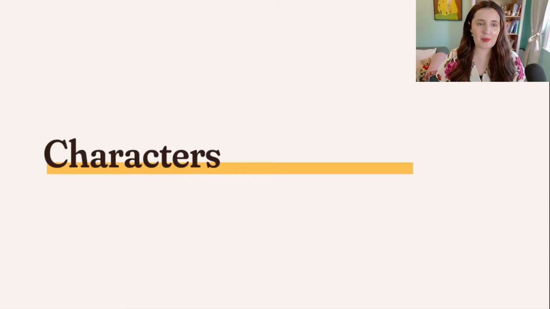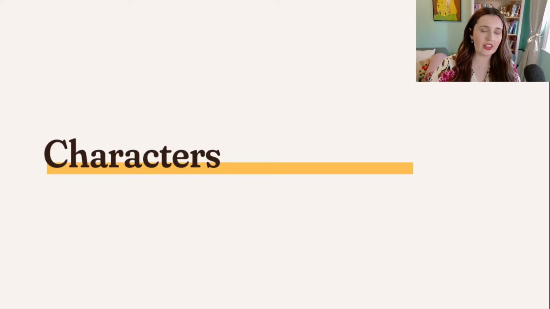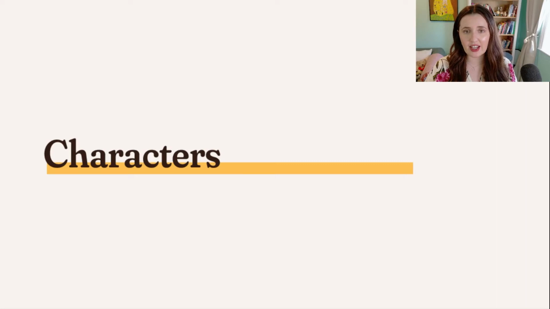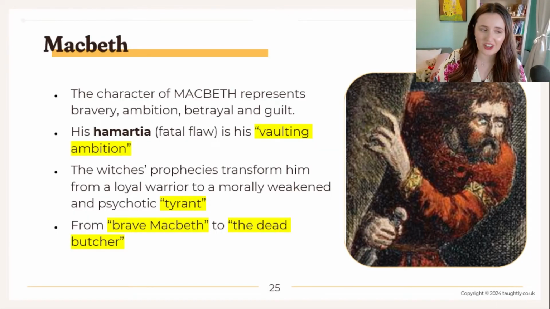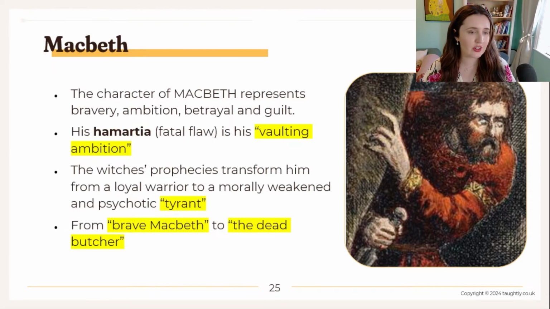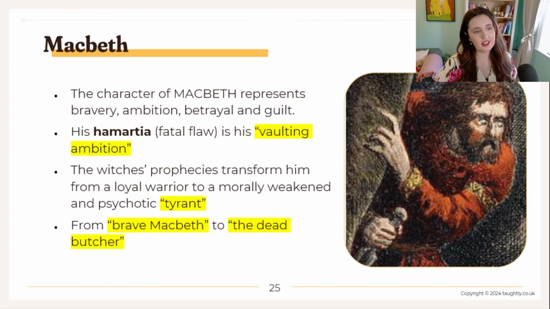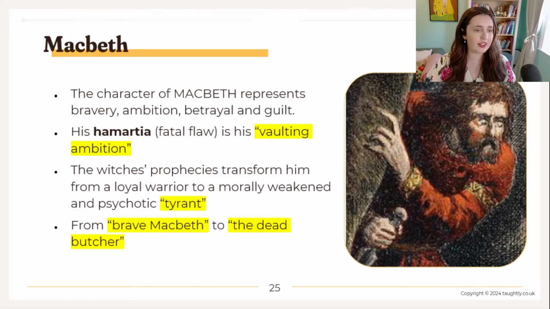Now let's have a think about the main characters in Macbeth and what they symbolise. What could you say about them if you had been given them as a character to analyse for your exam? Starting off, of course, with our tragic hero, Macbeth. So he represents bravery, ambition, betrayal and guilt. His hamartia, which means his fatal flaw, is his vaulting ambition, his ambition that jumps too high.